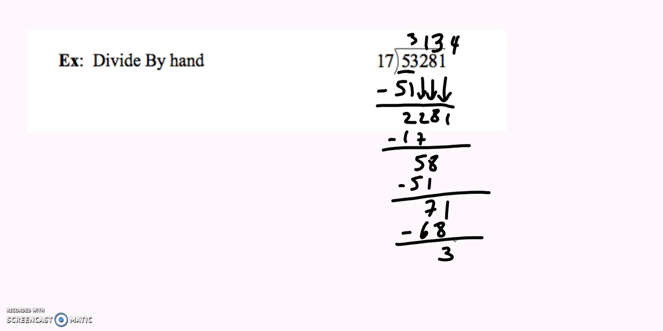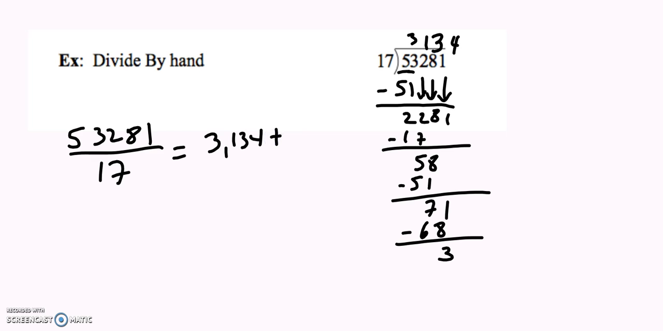So this means 53,281 divided by 17 is equal to 3,134 plus a remainder of 3, which is the same thing as 3 divided by the divisor 17. And if I add those back up again, I should get 53,281 divided by 17. Excuse me while I cannot read numbers and my voice cracked.